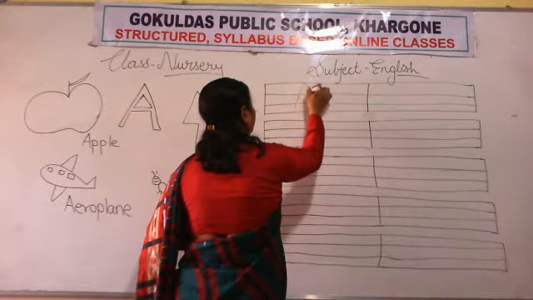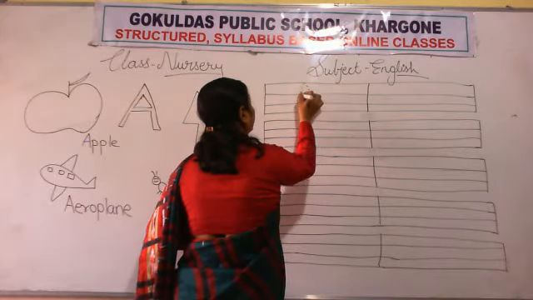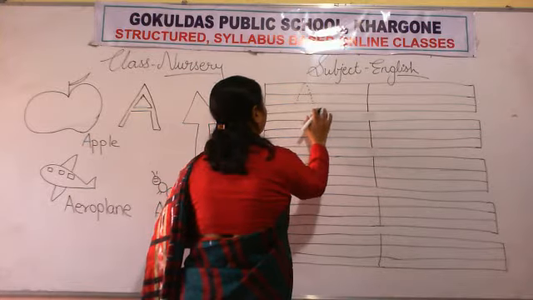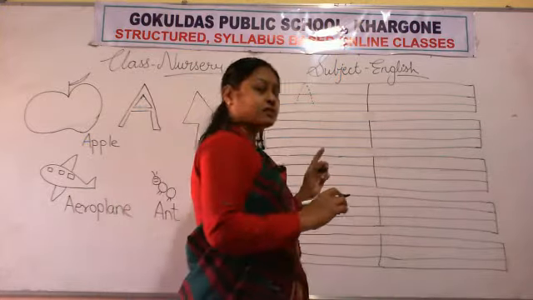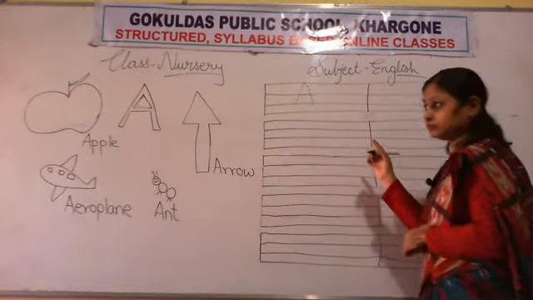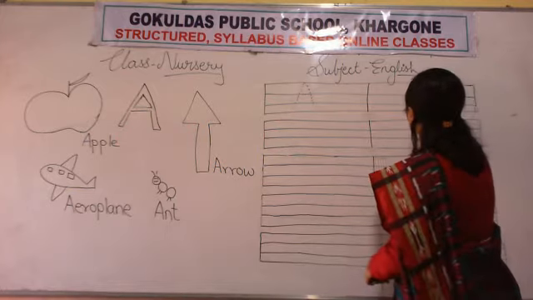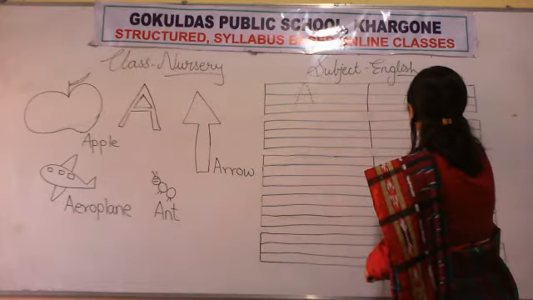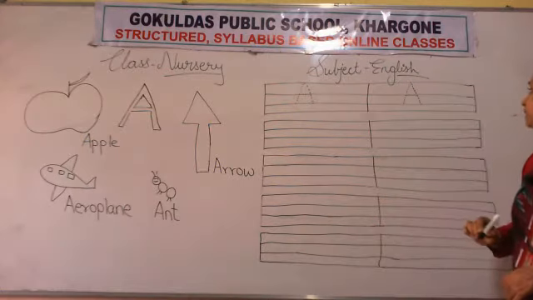What you have to do? You have to trace the line. Okay. In first line of notebook, we will trace. What will we do? We will trace the letter A. Okay.